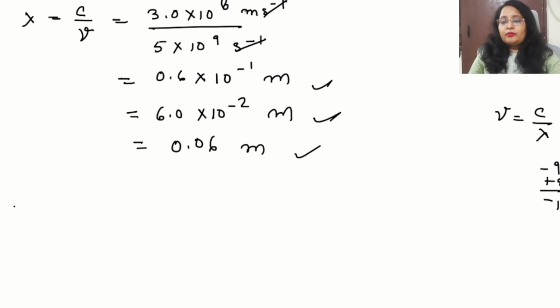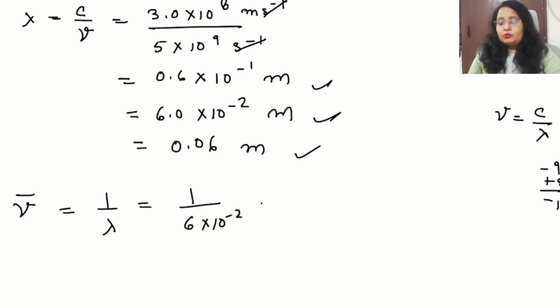Now come up to the wave number, mu dash. Wave number formula is 1 by lambda. So now 1 by lambda's value we got here. We can put 6 into 10 to the power minus 2 meter. Now this 10 to the power minus 2 will go up and become 10 to the power 2 upon 6 meter. So 10 to the power 2 we can write as 100 divided by 6 meter.